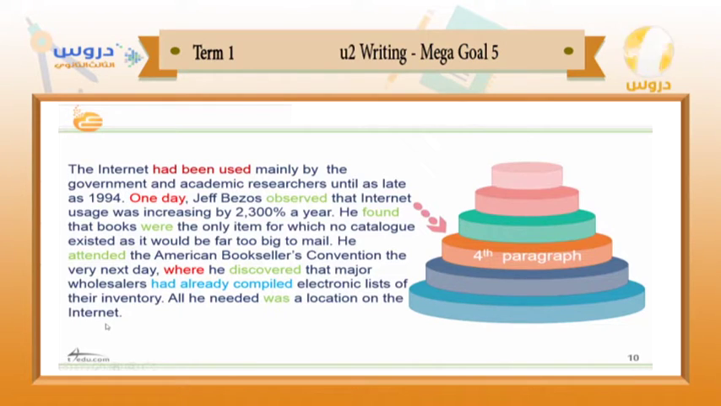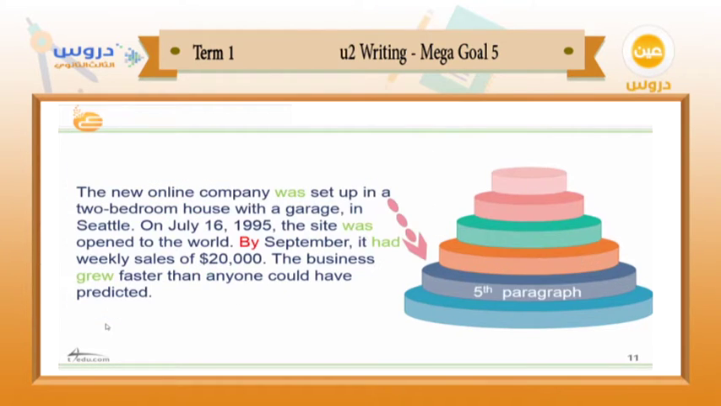So here, this is the fourth paragraph. This is the most important event in his life, when he discovered something important, the use of the internet. From here, e-commerce started. He started first by selling books, and in the next paragraph, he talks about how he started. He found a place, which is a two-bedroom house with a garage. He started his online company, which is now called Amazon.